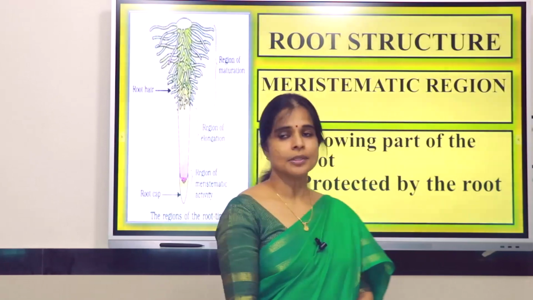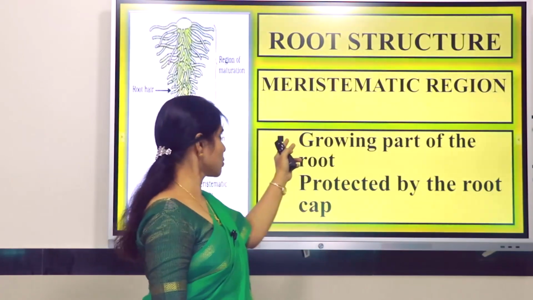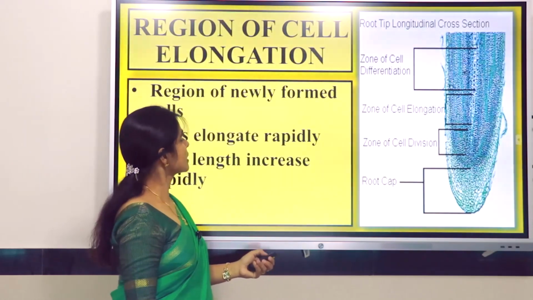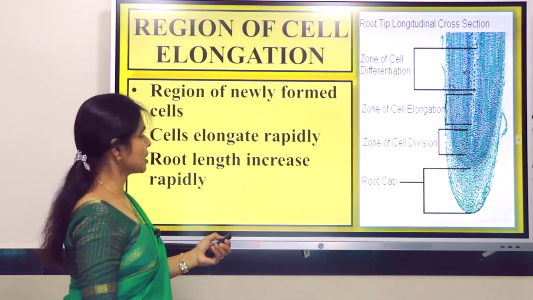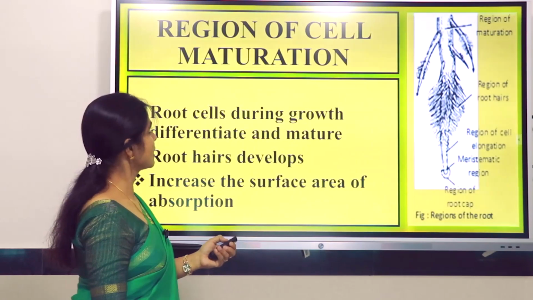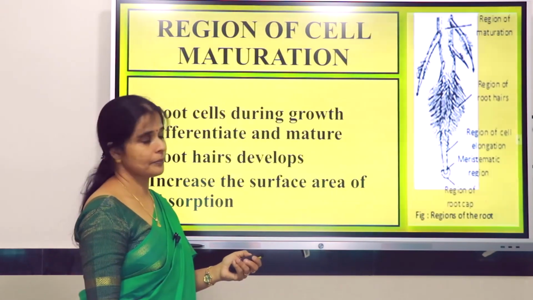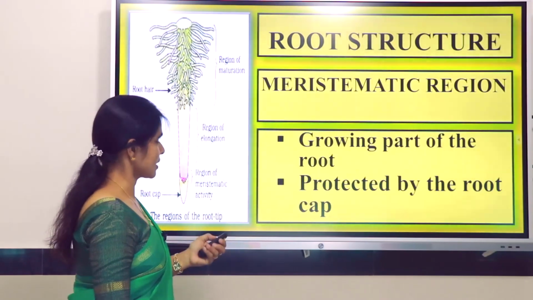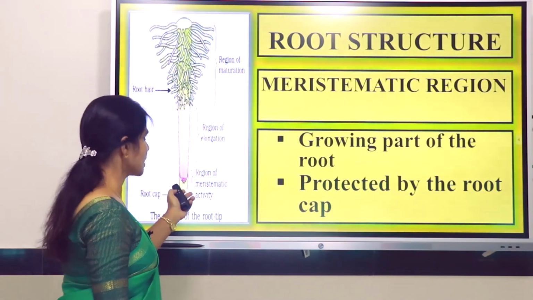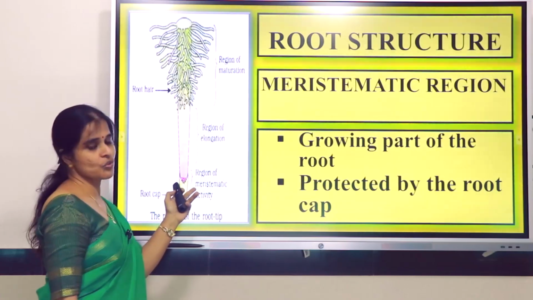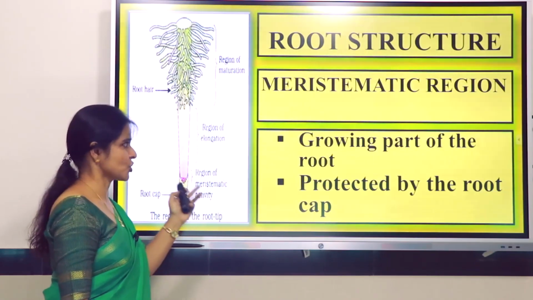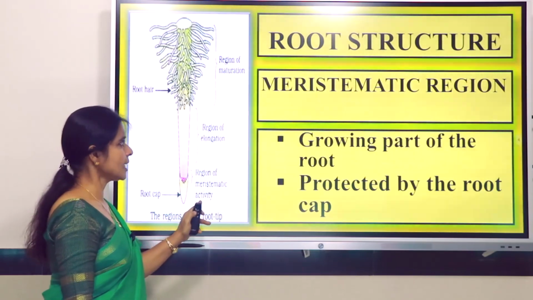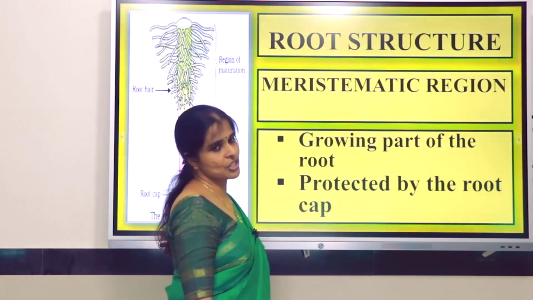The root has three regions. One is the meristematic region, next is the region of cell elongation, and the third is the region of cell maturation. So, these are the three important parts present in a root during its development, which we can call the root structure. Now, the region of meristematic activity, or meristematic region.